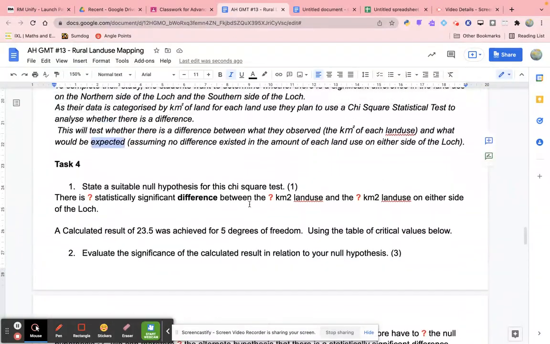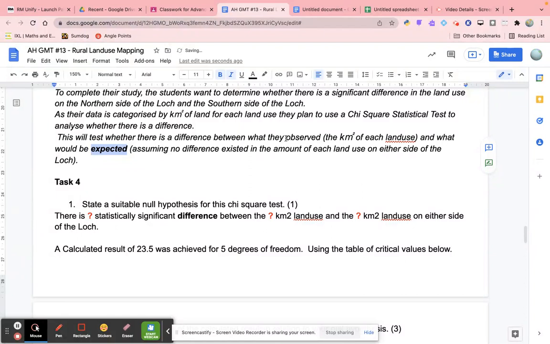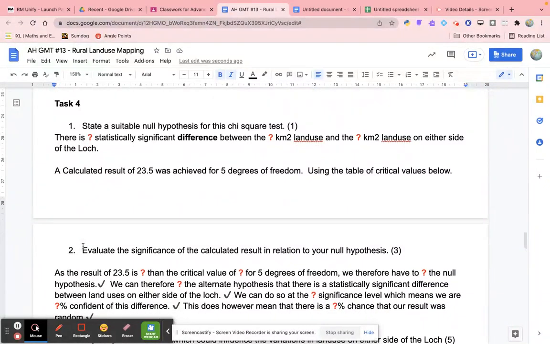So the idea of what you observe and what you expect is a key theme in chi-square, and expected always should be the same because we're trying to see if there is a difference from the expected. And the observed, of course, is what we see. So that's what these two question marks are. Right, that's question 1 dealt with. We've formulated our null hypothesis. We have now done our calculations, and this here is the result we have got to, 23.5.